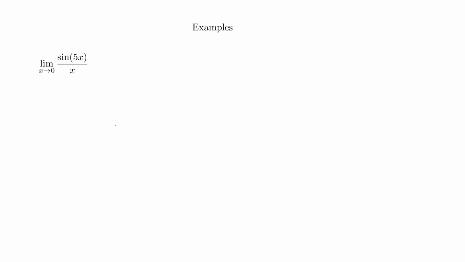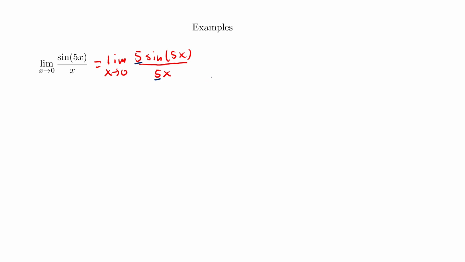The first example is very similar to the one that we did, except we're going to have a number here. So this is sine of 5x over x. The technique that we use to find this limit is that we're going to multiply the numerator and the denominator by 5. And when we do that, we get 5 sine of 5x over 5x. All we did was multiply the numerator and the denominator by 5.